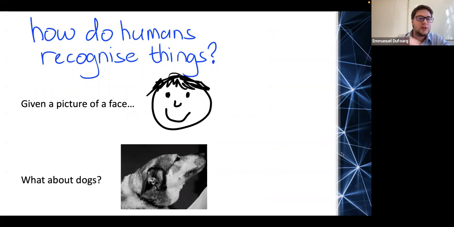Okay, so how do humans recognize things? So here you can see my artistic skills again. Here's a picture of a face. How can you tell that this is a face? So unmute yourself, and how do you know that this drawing here is a face and it's not a picture of a bird? Just feel free to unmute yourself and say, maybe you think that this is a bird.